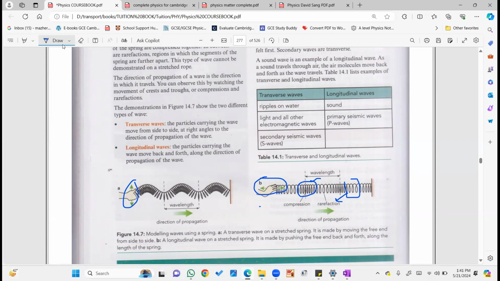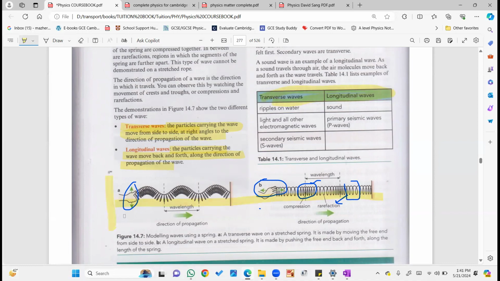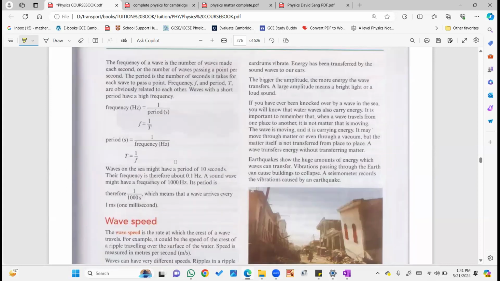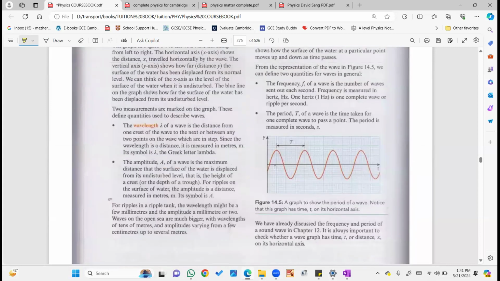The definition of a transverse wave is right in front of you, you could see it here: a transverse wave is one in which the movement of the particle is side to side at right angles to the direction of propagation, and a longitudinal wave is one in which the particle carries the movement back and forth along the direction of the propagation. And you must remember these examples as well and these drawings. Clear? The rest, amplitudes and so on, we already discussed in the previous lectures, if you remember.